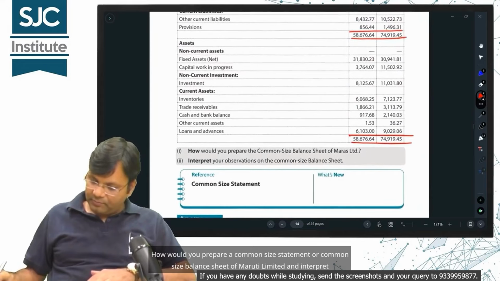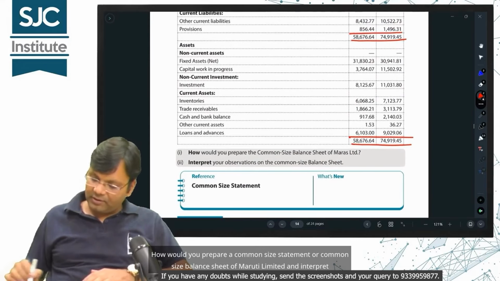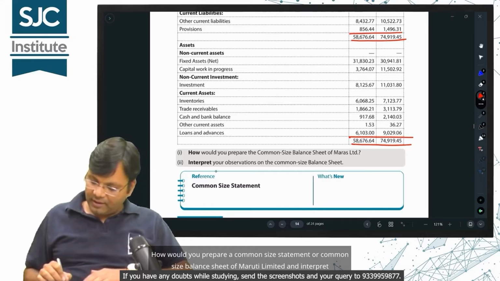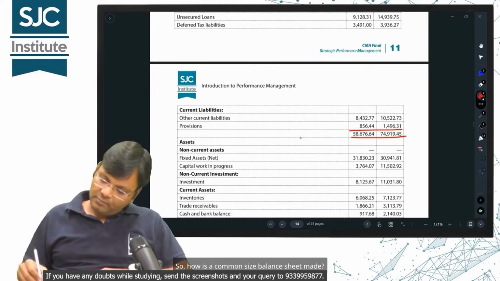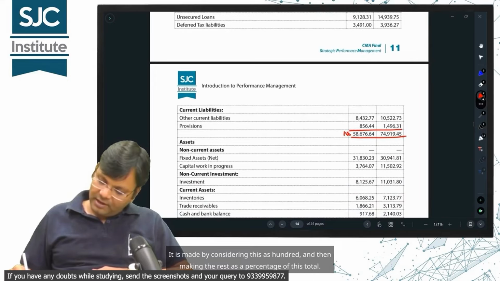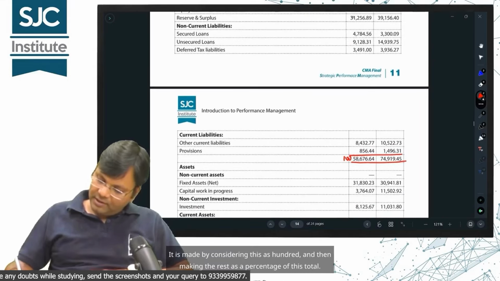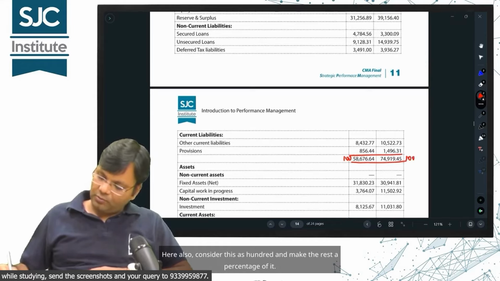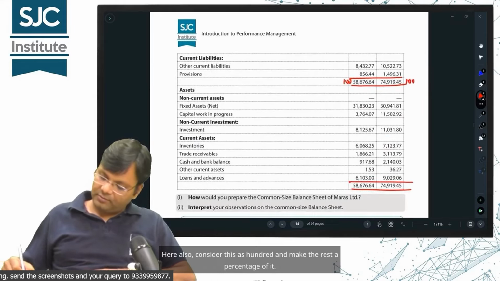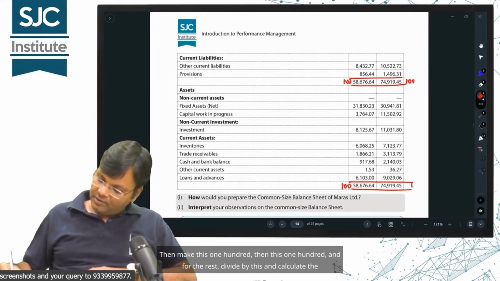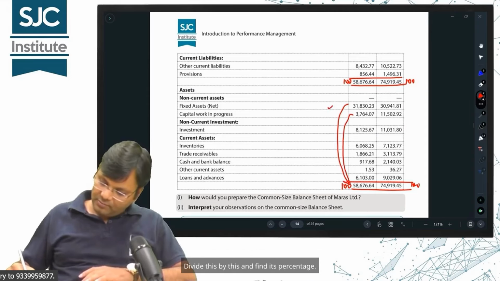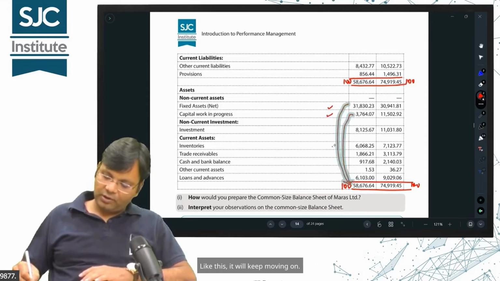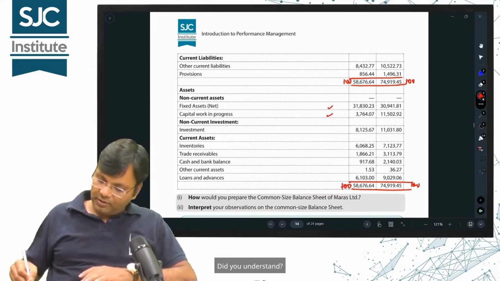Then what is it saying? How would you prepare a common size statement or common size balance sheet of Maruti Limited and interpret the observations? So, how is a common size balance sheet made? It is made by considering this as 100 and then making the rest as a percentage of this total. Here also, consider this as 100 and make the rest a percentage of it. Then make this 100, then this 100, and for the rest, divide by this and calculate the percentage. Divide this by this and find its percentage. Like this, it will keep moving on. Did you understand? It will move on like this.